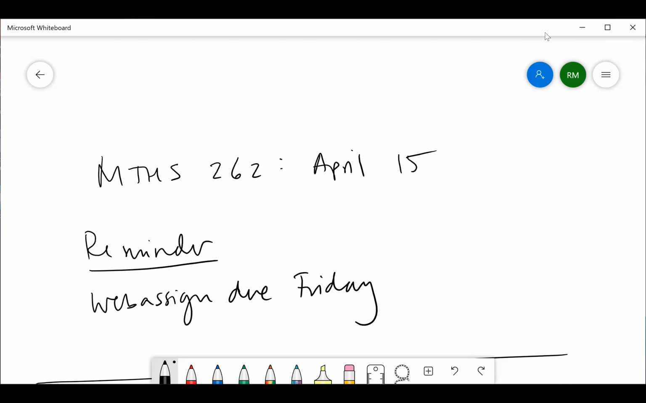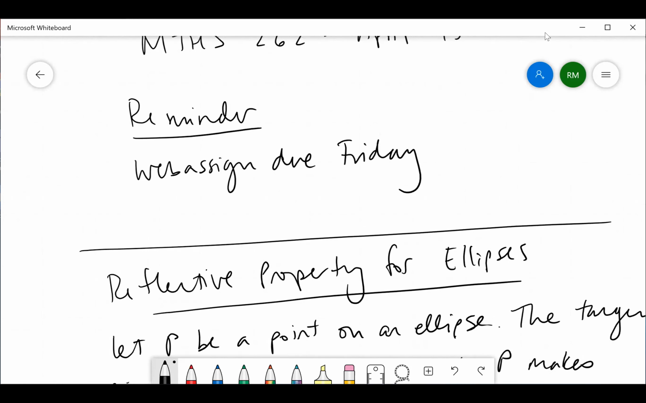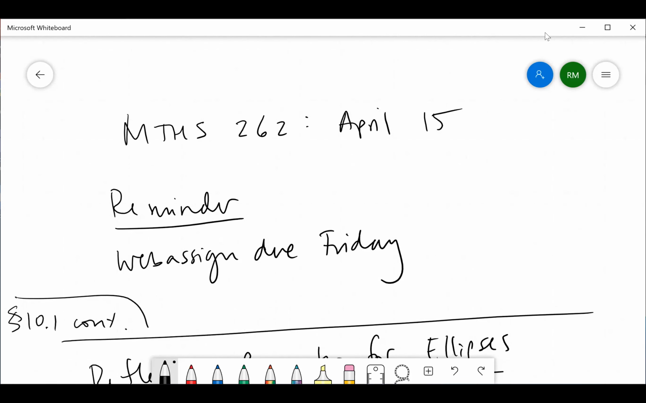Today, we're going to be talking more about conic sections, ellipses, and hyperbola. So, reminder, you have a web assignment due on Friday. It's just over section 10.1. So today, we're going to learn about section 10.1 continued. We started 10.1 last time. We're going to finish it today.